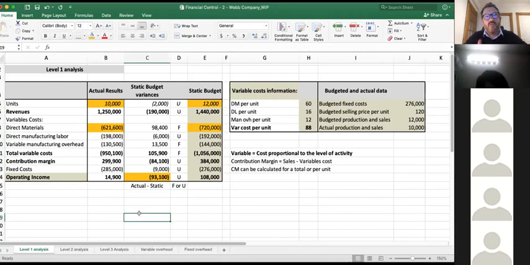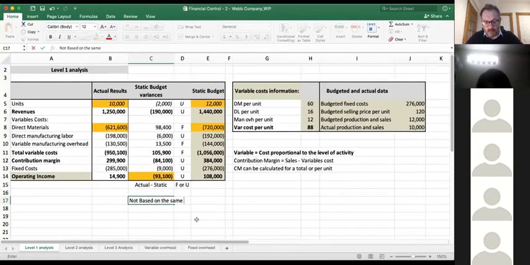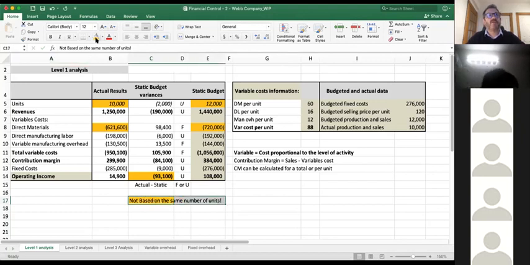Okay, so first lesson of the day, it's dangerous to compare actual result and static budget, because they are not based on the same quantity, the same, can I call it output? No, same number of units, let's say. Okay, so that's the first lesson of the day. Let's say that's the first thing which is important to remember today.